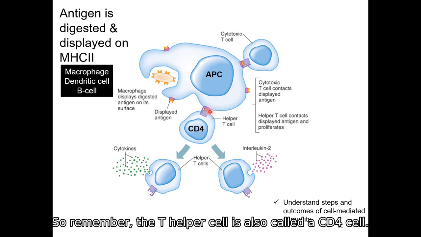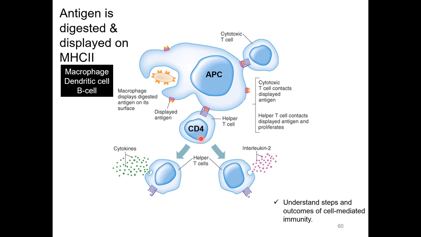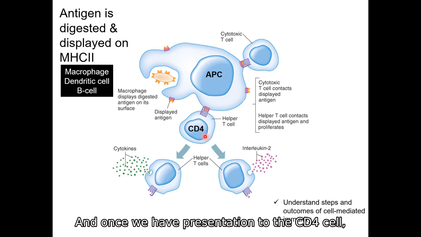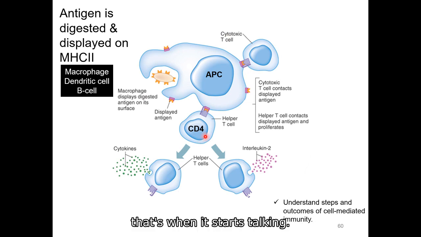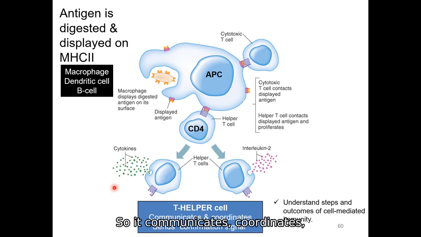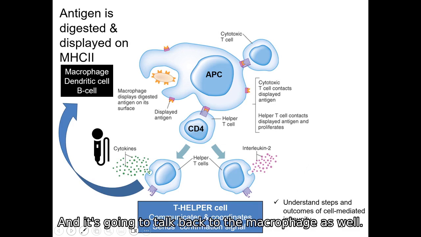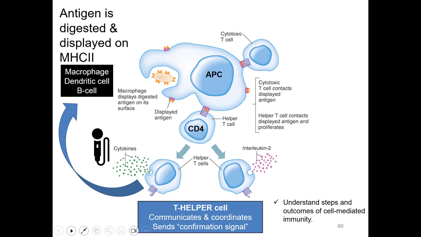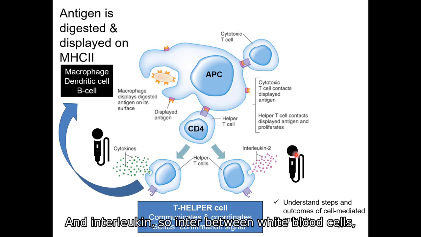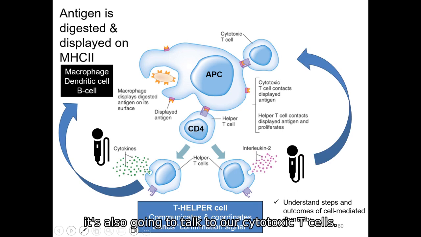So remember, the T helper cell is also called a CD4 cell. And once we have presentation to the CD4 cell, that's when it starts talking. Remember, its job is to talk. So it communicates, coordinates, and sends the confirmation signal. It's a talker. And it's going to talk back to the macrophage as well. And interleukin, so between white blood cells, it's also going to talk to our cytotoxic T cells.